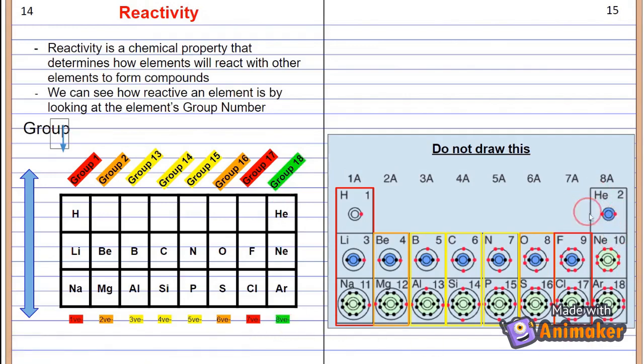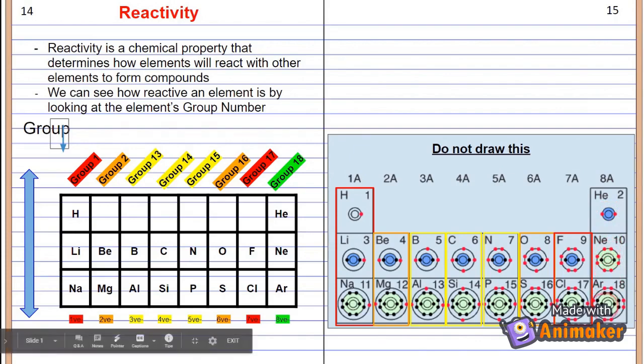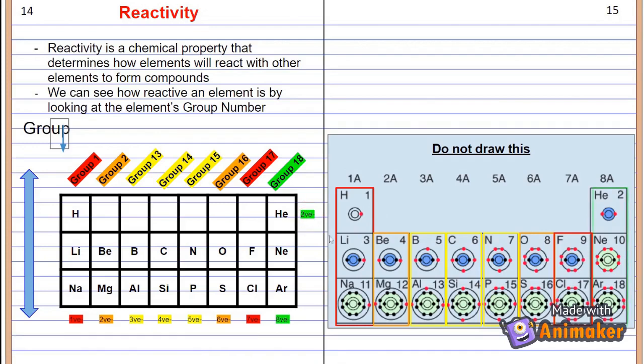The only difference or exception is helium. As you can see, helium has 2 valence electrons in its outer shell, but the rest of the rows below it all have 8. So there's my little exception.